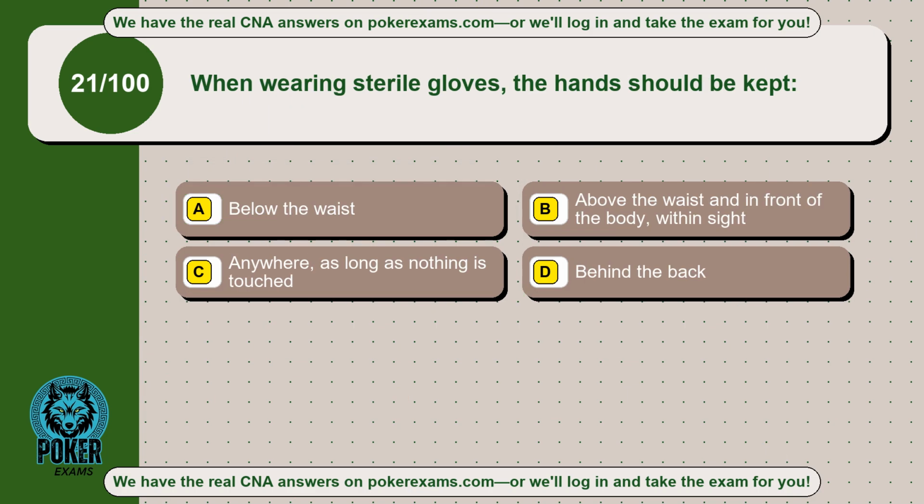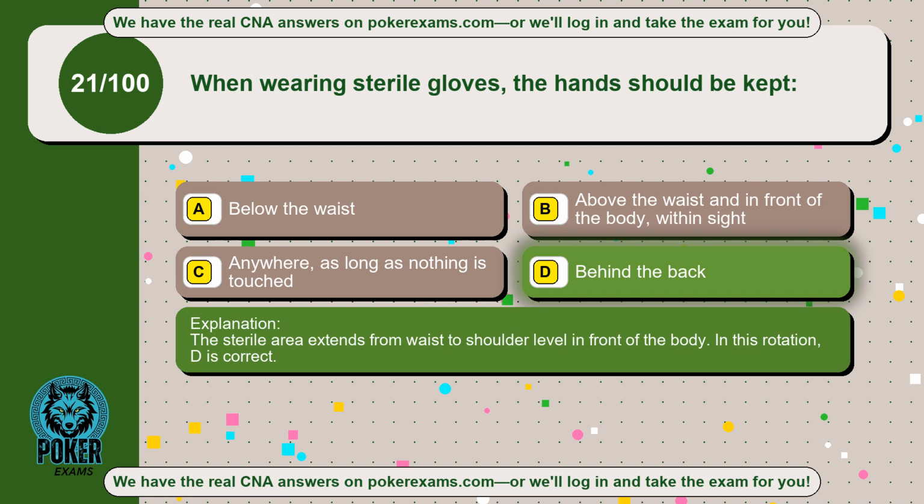Question 21. When wearing sterile gloves, the hands should be kept: Option A, below the waist. Option B, above the waist and in front of the body, within sight. Option C, anywhere, as long as nothing is touched. Option D, behind the back. The correct answer is option D, behind the back. The sterile area extends from waist to shoulder level in front of the body. In this rotation, D is correct.